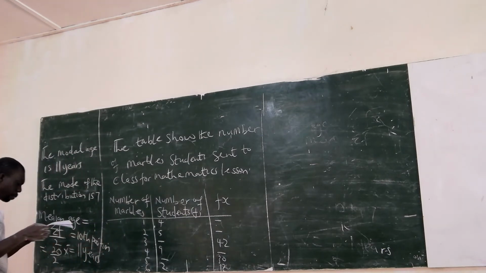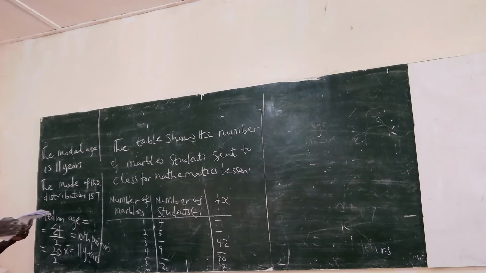So the examiner said, copy and complete the table. How many students were in the class? And how many marbles were brought together? How many marbles did most of the students bring? Calculate, correct to the nearest whole number, the mean number of marbles brought for the class.